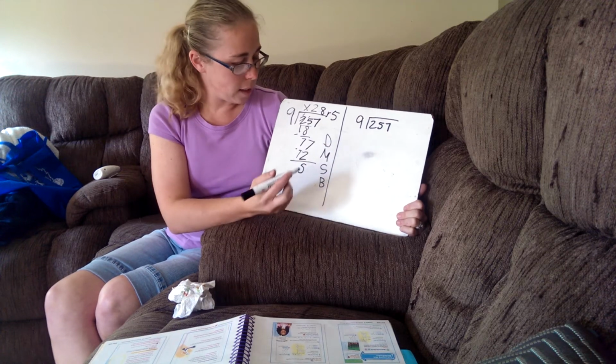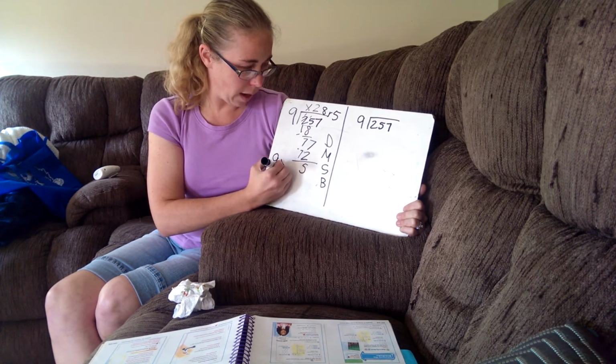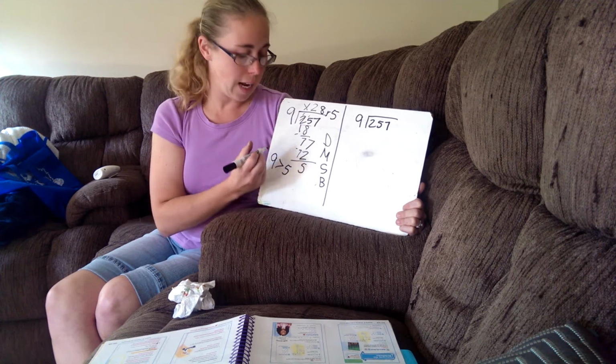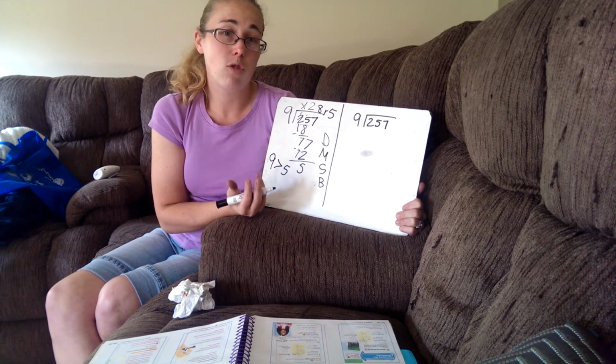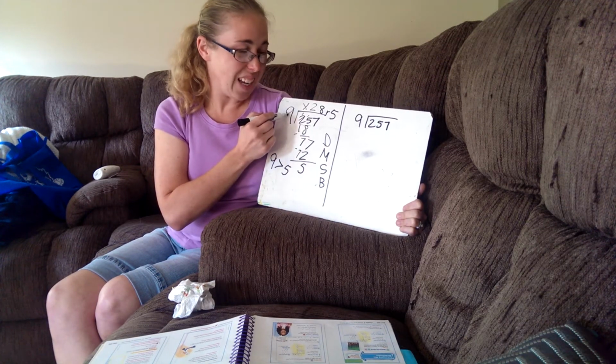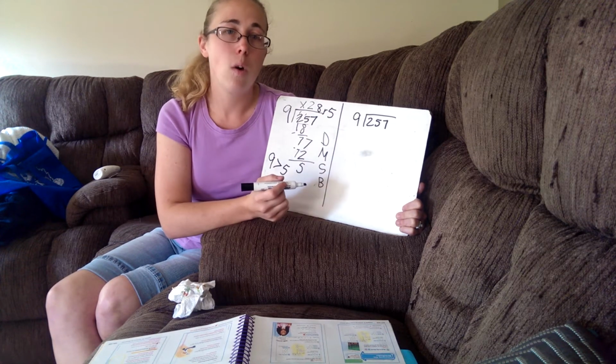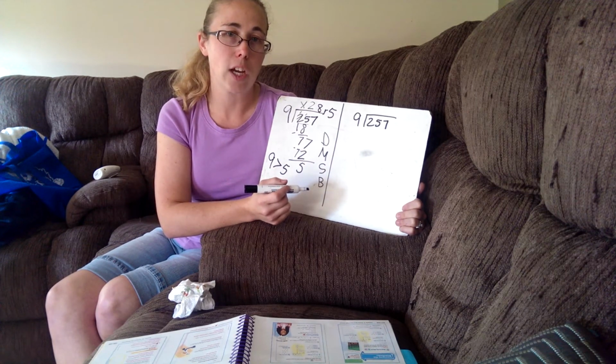this problem, I need to make sure, is my divisor greater than my remainder? Is 9 greater than 5? If it is, great. You probably did your math right. But if my divisor is less than my remainder, then you did something wrong. That means you could have divided it one more time. So you need to go back and check your math.